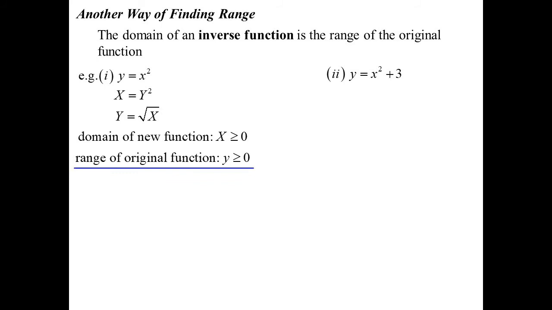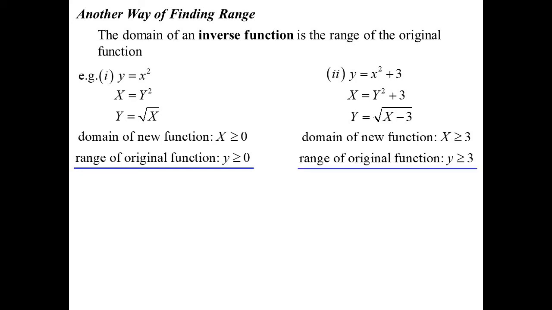Let's try another one. Not that it's much different, really. I've just shifted it up 3. But okay, y is equal to x squared plus 3. Swap the x and the y's round. Make y the subject. So now we've got, oh, hang on, square root of x minus 3. So we know x has to be greater than or equal to 3. That's the domain of the new function. Therefore, the range of the original function, y is greater than or equal to 3.